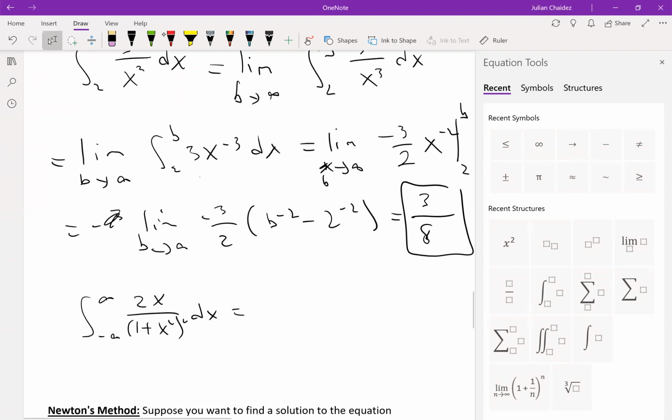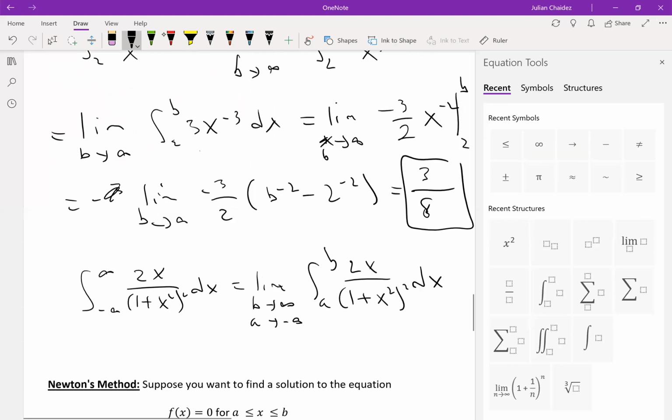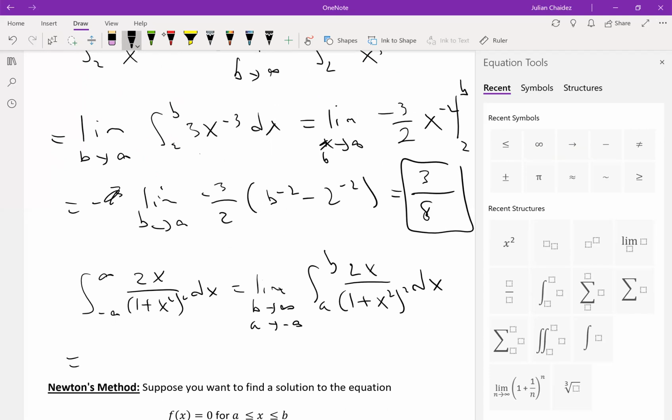So if I write this out, the actual way that you're supposed to evaluate a limit like this is you take the limit as b goes to infinity and a goes to negative infinity of the integral from a to b of this, right? So I have to take 2 limits in order to evaluate that particular integral.